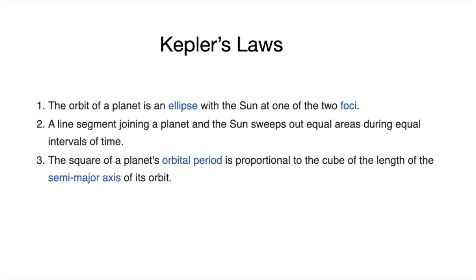Here are his three laws. Number 1, the orbit of a planet is an ellipse with the sun at one of the two foci. Number 2, a line segment joining a planet and the sun sweeps out equal areas during equal intervals of time. Number 3, the square of a planet's orbital period is proportional to the cube of the length of the semi-major axis of its orbit.